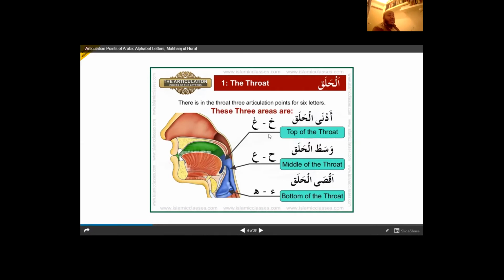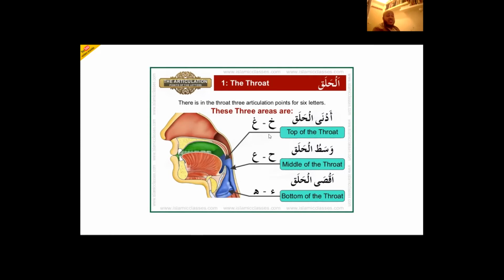In our next class, inshallah, we'll have a small test. The small test will show exactly who has been paying attention to the class. I will be asking what letters come from the throat. Who can give me an example?